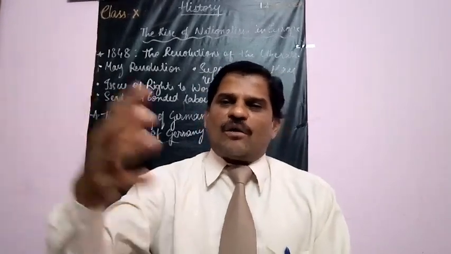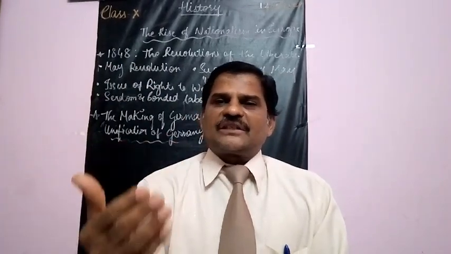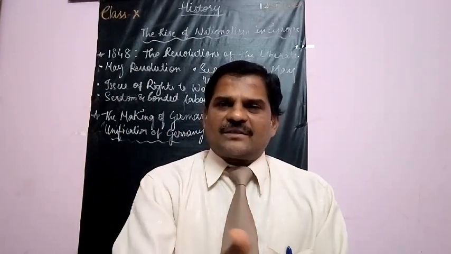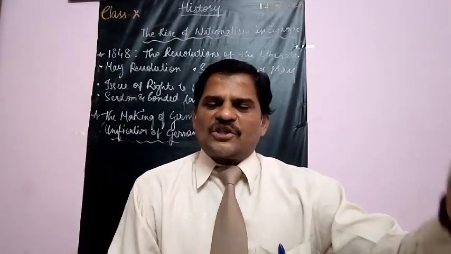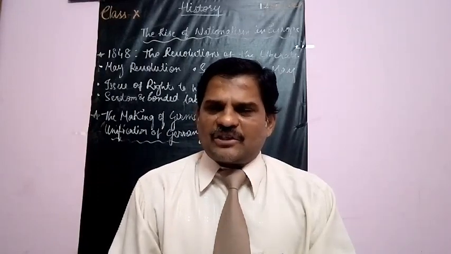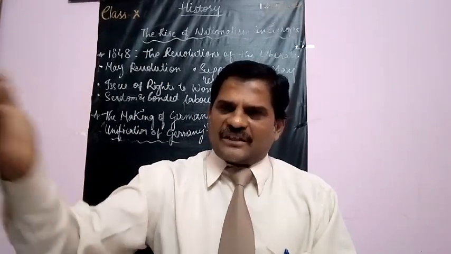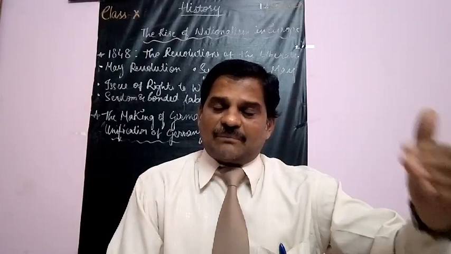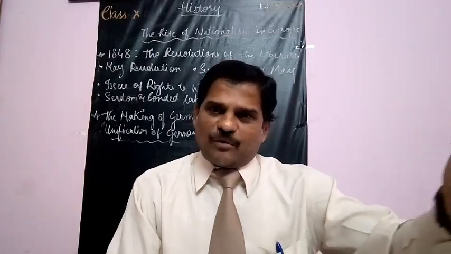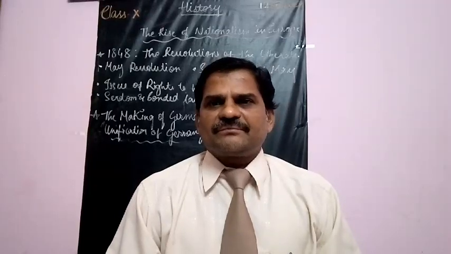He brought all the German states which were under the control of Austria, or under the control of what? France. By defeating Austria, he took Austrian controlled German states under his control. By defeating France, he brought those German states which were under control of France under his control. By defeating Denmark, he brought some German states which were under control of Denmark under his control. So by combining all the states, he unified Germany.